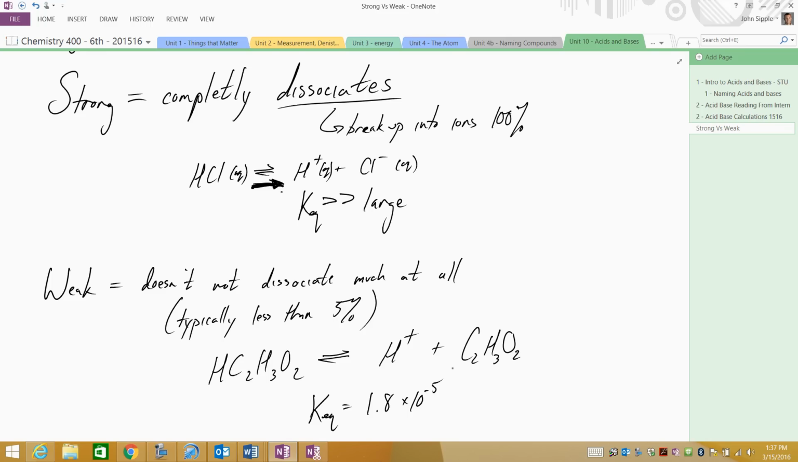So what you'll notice about the bases is they are all of the group 1 hydroxides, right? Lithium, sodium, potassium, rubidium, cesium. And then strontium, calcium, and barium.